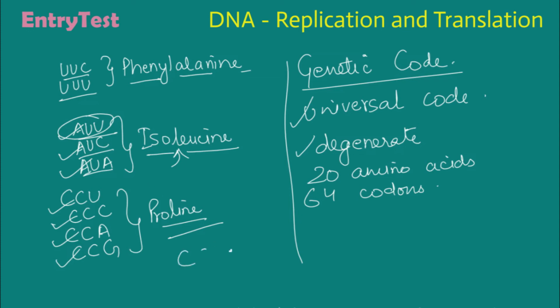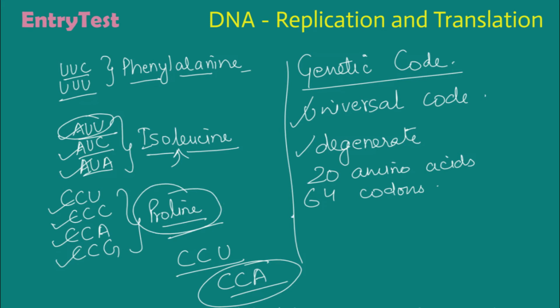So let's suppose there was a mistake and instead of CCU, CCA got coded. Even then, the resulting amino acid is going to be the same. The polypeptide sequence is going to remain the same. That kind of mutation is known as a silent mutation, where a change is happening, but it is not resulting in an effect.